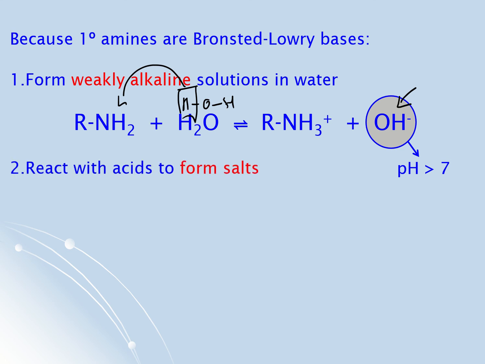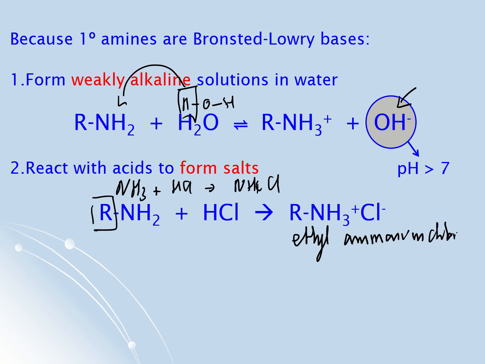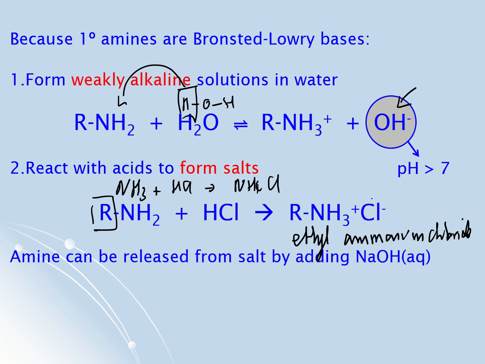Reactions with acids: you'll be asked, and you have done in the last few slides, to write equations for the reaction of these with acids. It's no different than if you think back even to GCSE. Ammonia plus HCl gives me ammonium chloride. Same principle here, except this time we have an R group. So if the R group was a 2 carbon ethyl, we might end up with ethylammonium chloride.